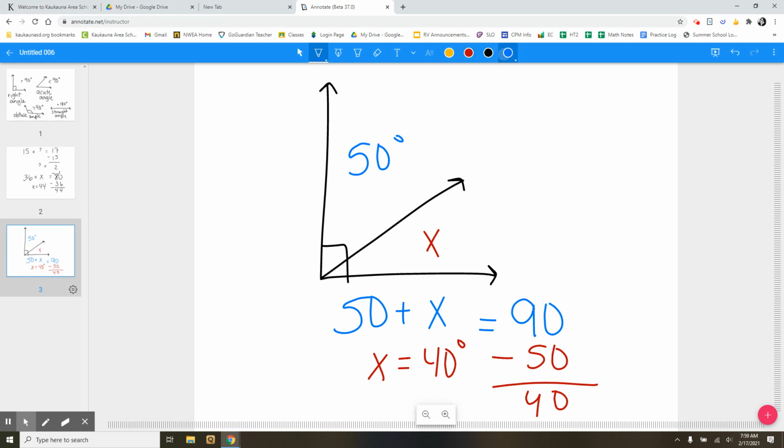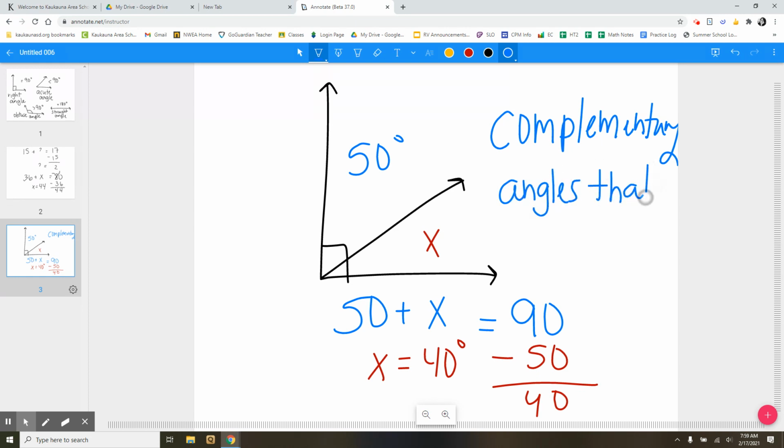This relationship right here, which we're going to do more later on in the school year, is called complementary. These are complementary angles. Complementary angles are angles that add up to 90 degrees.